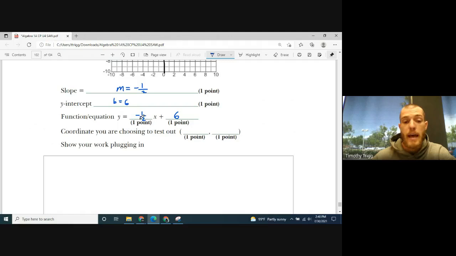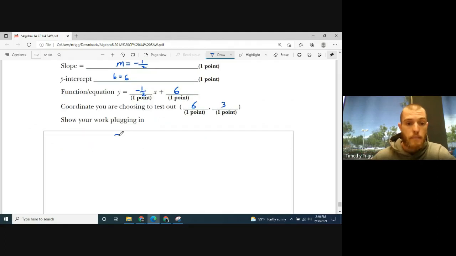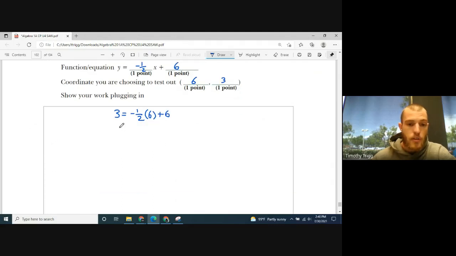So I'm going to replace the x with 6 and the y with 3 in this equation to make sure it works. So this will be 3 equals -1/2 times 6 plus 6. So this will give us 3 equals -1/2 times 6, that's -3. Then we have a plus 6 at the end. -3 plus 6 is 3. So that's great. As long as we get an equals here, that's great.